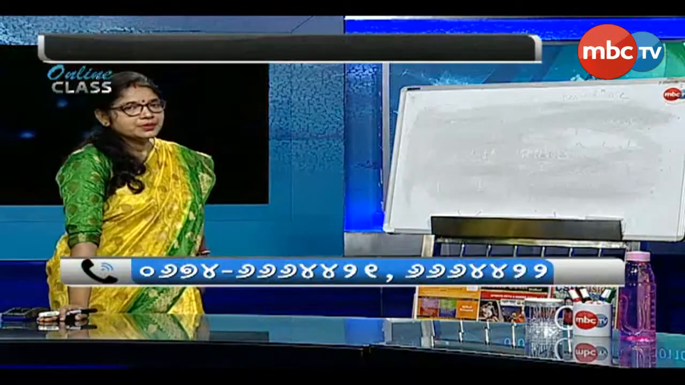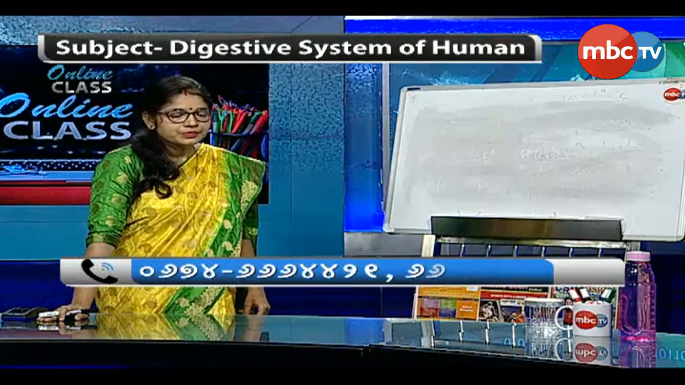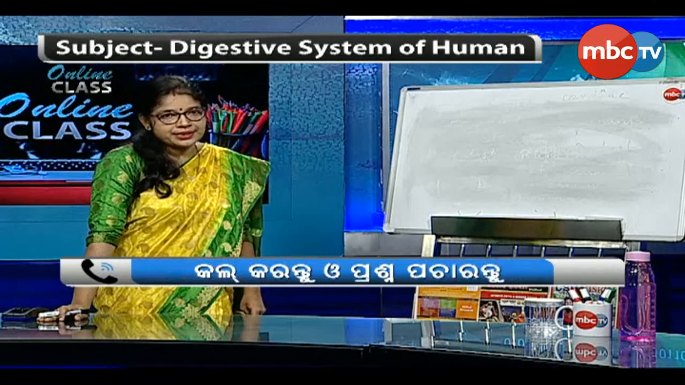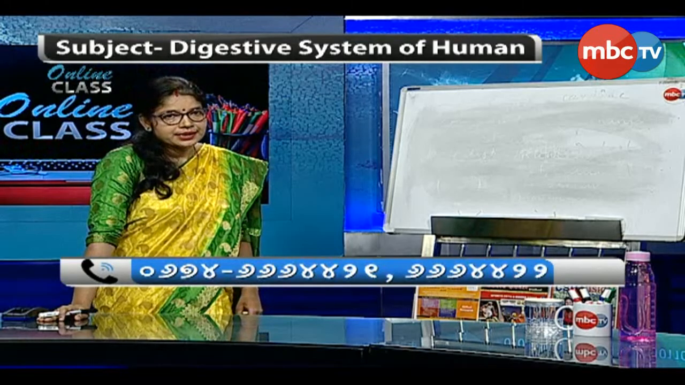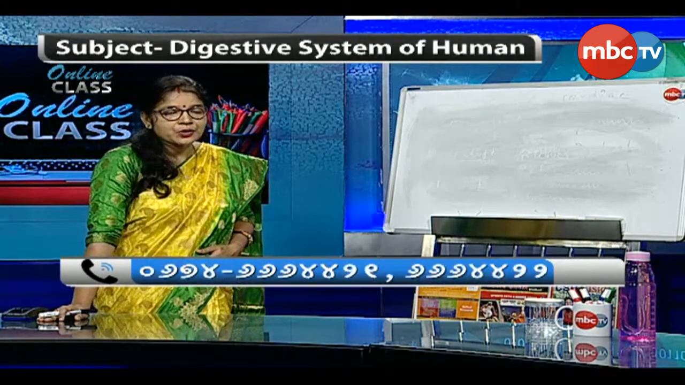Hello, what is your doubt? What is the name of the ribbon band on the colon? That is Taenia coli. That is known as Taenia coli.